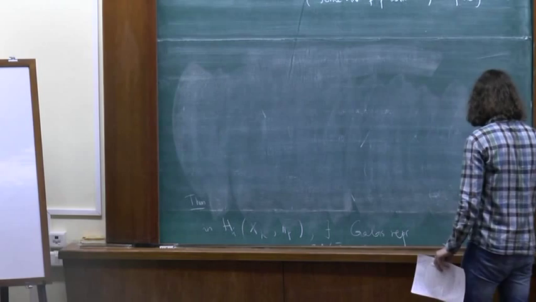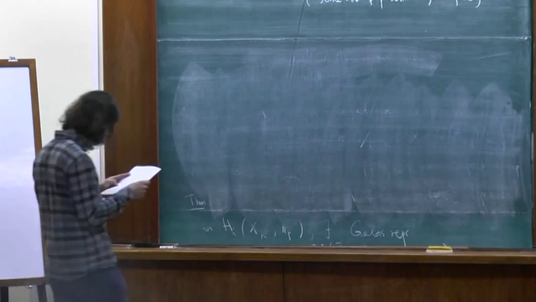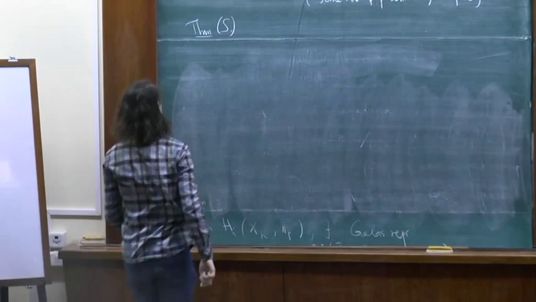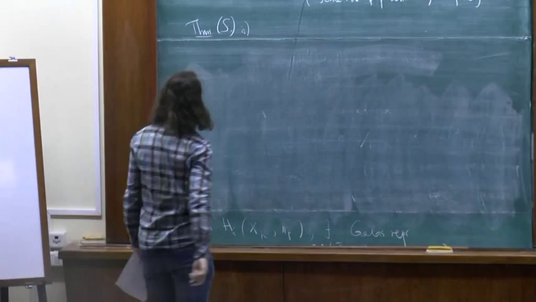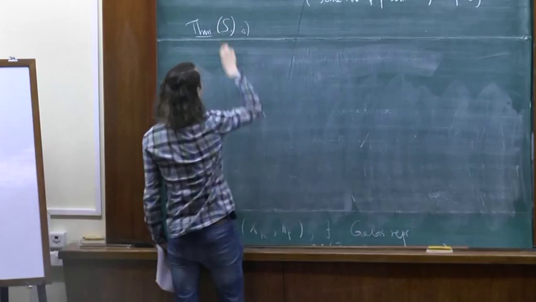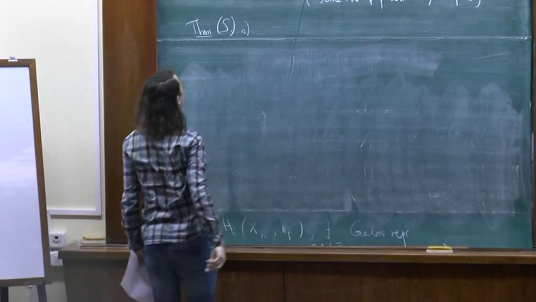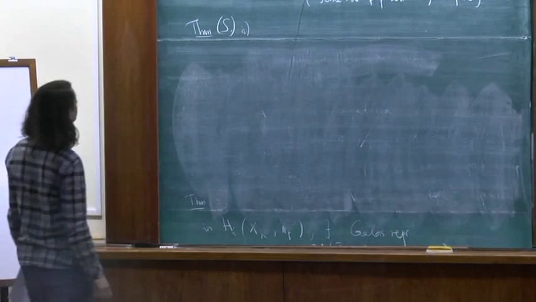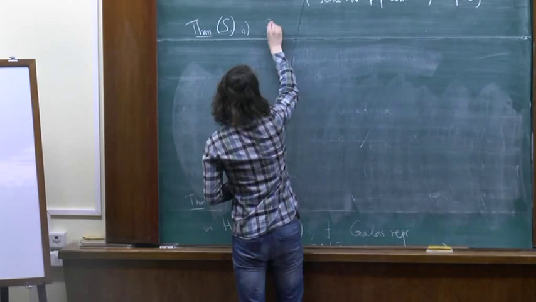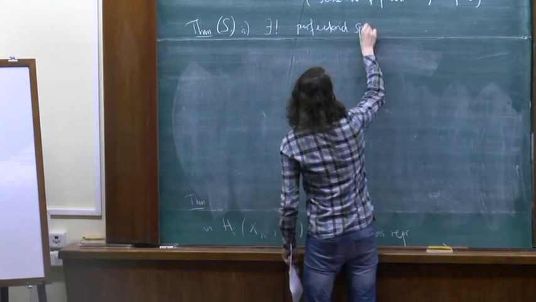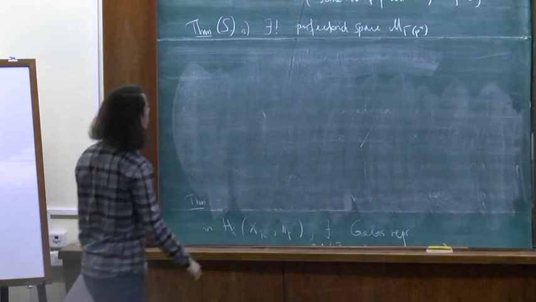So, the theorem. The theorem is that it does make sense, maybe I should also write p to the n here, it does make sense to take the inverse limit over all levels, all gamma p to the n. And the outcome is what I call a perfectoid space. Let's call this M_{gamma p infinity} over C_p.